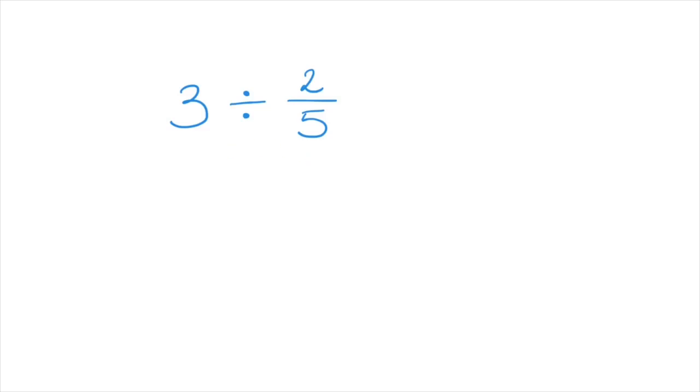Indeed, the important thing to remember is that division by a fraction is the same thing as multiplication by the reciprocal of that fraction. Consequently, we can write that this equals 3 times 5 over 2, where 5 over 2 is the reciprocal of 2 over 5. Now that that's done, all we have to do is calculate this multiplication.